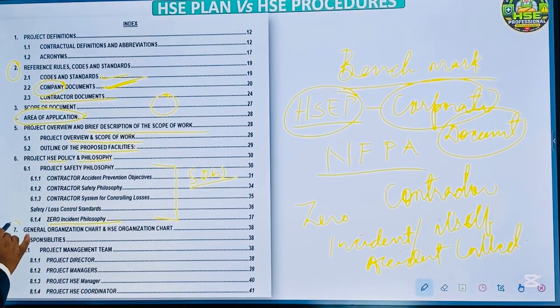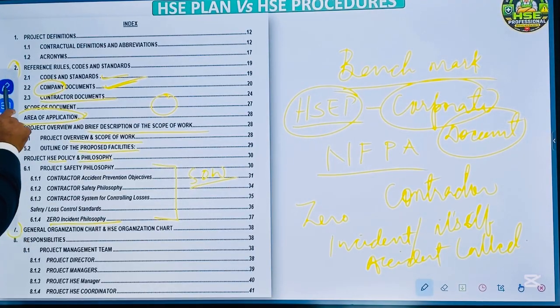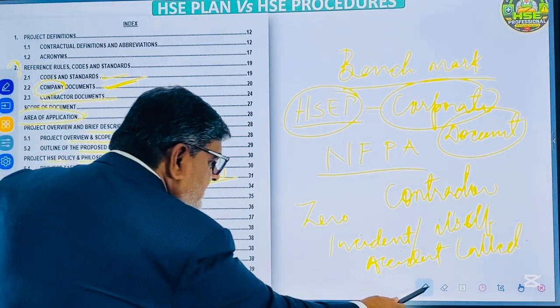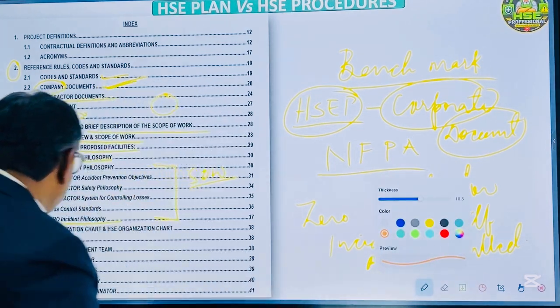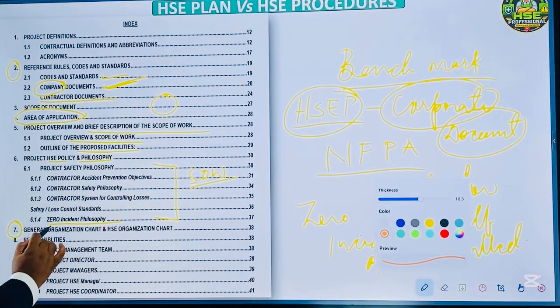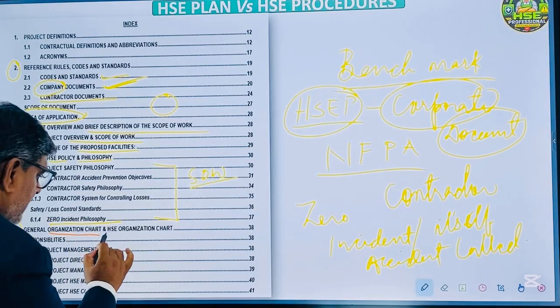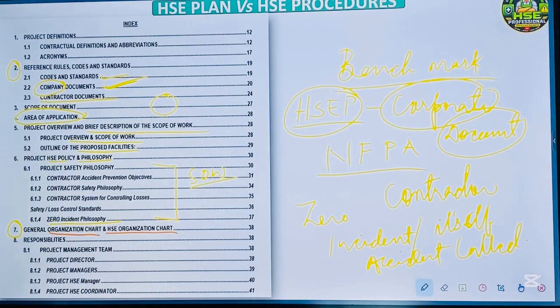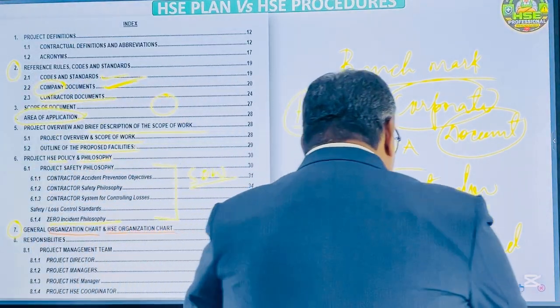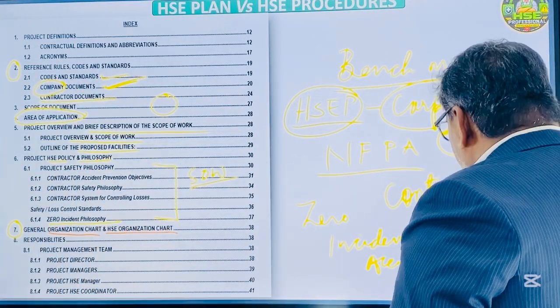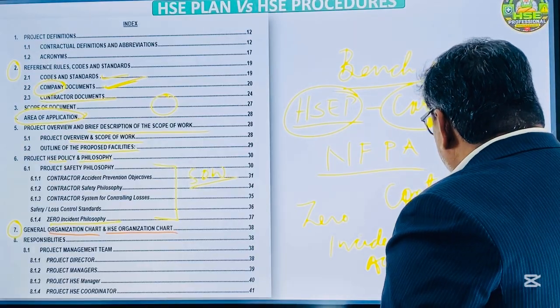This is a very important part. Point number 7. What is point number 7? Point number 7 says organization chart and HSE organization chart. So we have two different charts here. What are the different charts? We can see here.